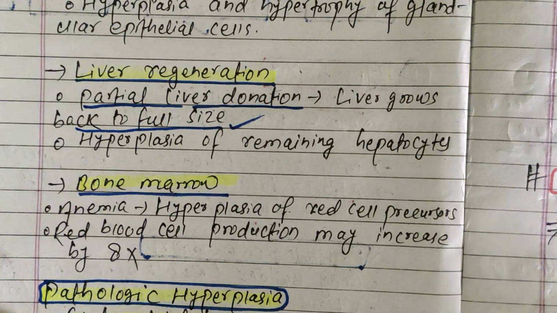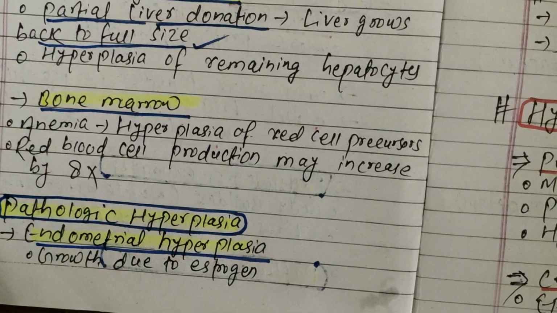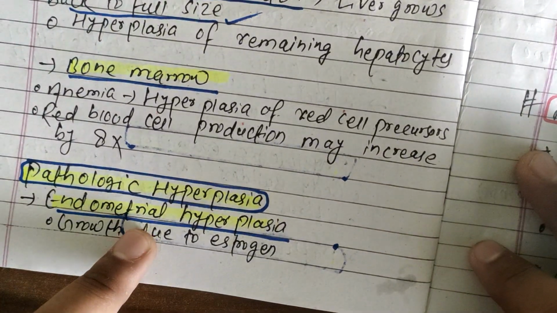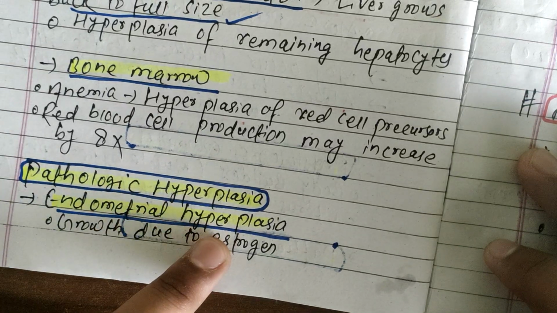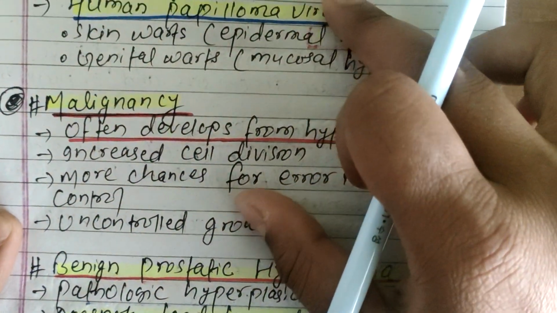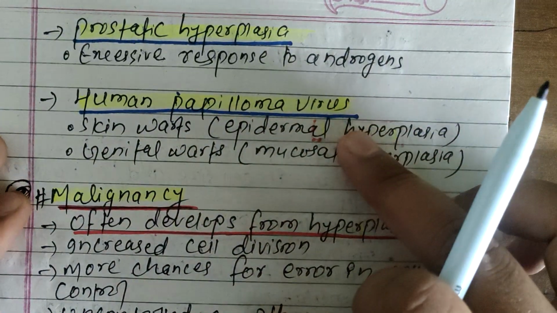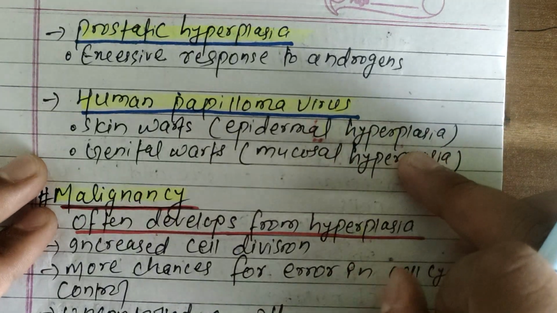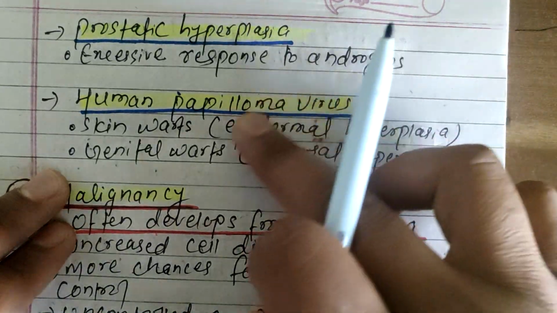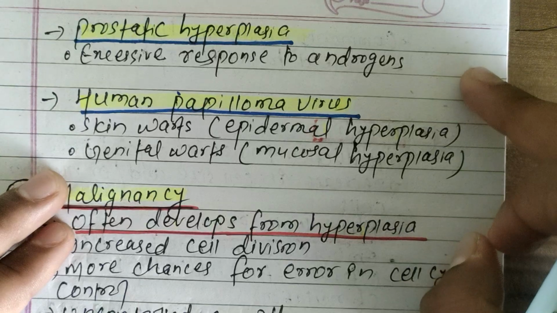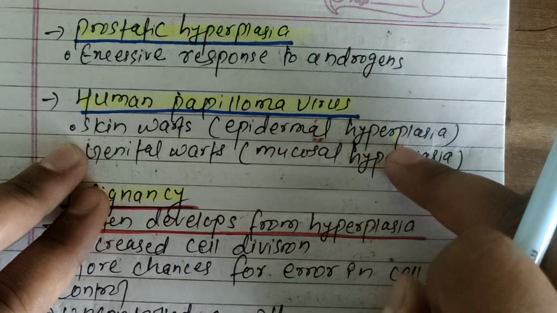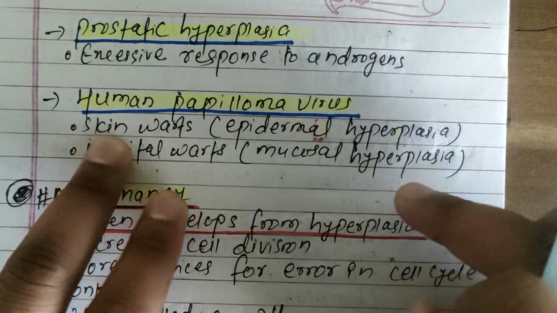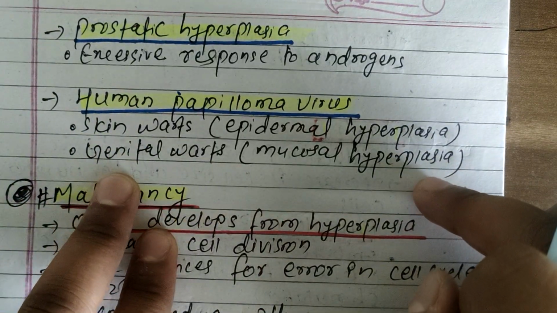Now let's talk about examples of pathologic hyperplasia. One is endometrial hyperplasia, which is due to growth driven by estrogen. Similarly, there is prostatic hyperplasia, which is an excessive response to androgens. Similarly, human papilloma virus also causes hyperplasia of the cell. It causes epidermal hyperplasia, which gives skin warts, and mucosal hyperplasia, which gives genital warts.